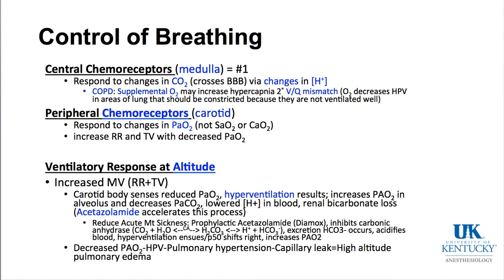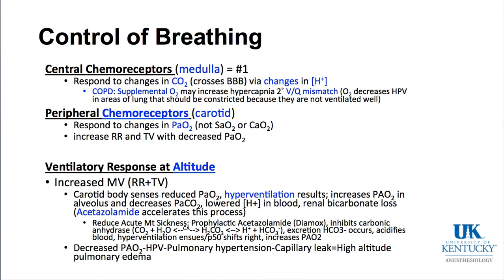What happens though when we go up to higher altitudes where the ambient oxygen levels are less? The patient will, and you will, increase your minute ventilation. Respiratory rate and tidal volume will go up, because the carotid body senses the reduction in PaO2 in your body, because you're breathing a lower ambient oxygen, and you'll start to hyperventilate. And as you hyperventilate, this will increase the alveolar oxygen in your lung and drop the CO2, and you get a respiratory alkalosis.